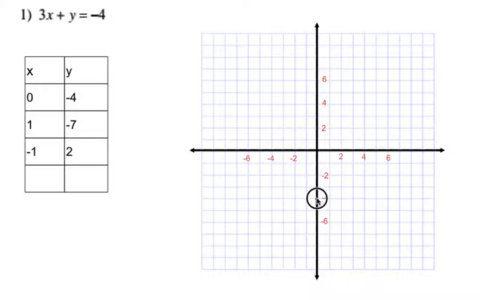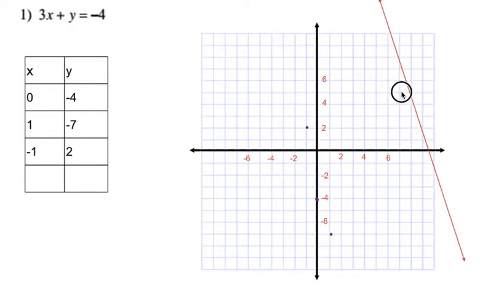I'll try and make this a bigger blob here. And then 1, -7. Here's 1, -7 right there. Put a dot. And then what's my other point? -1, 2. And then I get my line. You would put your ruler down here, but I'm going to bring this line over here, and I say, hey, wait a second, there's no line that goes through those 3 points.